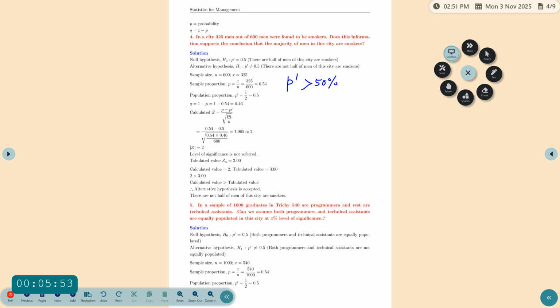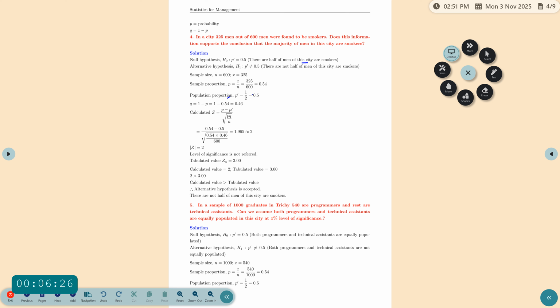If it is true, then we can say yes, the hypothesis is true. So what we are going to do is take the hypothesis as it is. Now P is 50% only. 50% is nothing but 50 by 100, which is equal to 1 by 2, which is 0.5. So we take P dash as 0.5. That is, half of the men of the city are smokers.